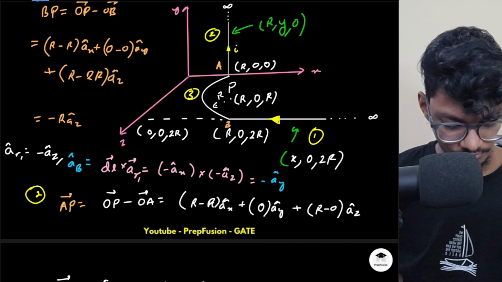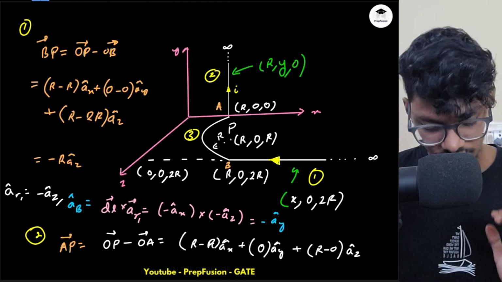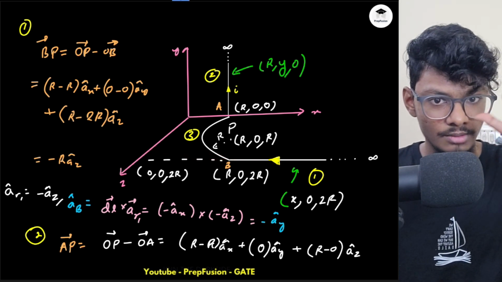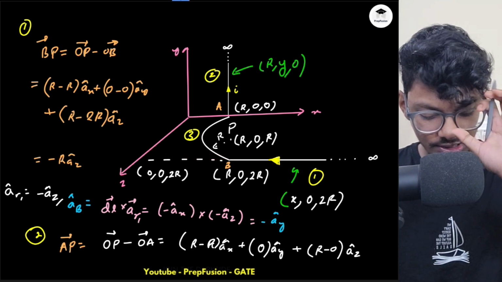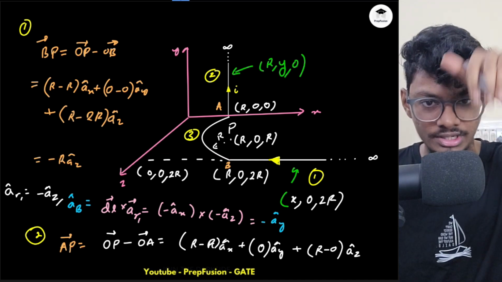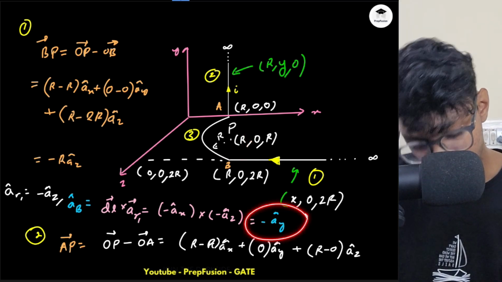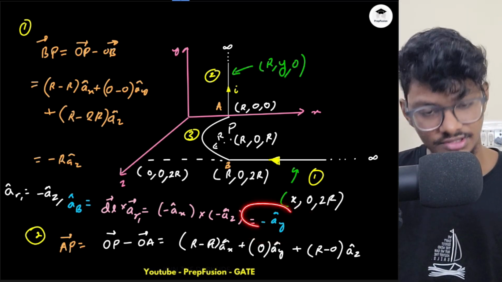Now is this correct? Let me cross verify this. Let us cross verify. I will just put my thumb in the direction of the current and curl my fingers. I'm observing it is going downwards, that is in the opposite of positive y-axis. That's why I got here minus a_y. Correct, for section 1.